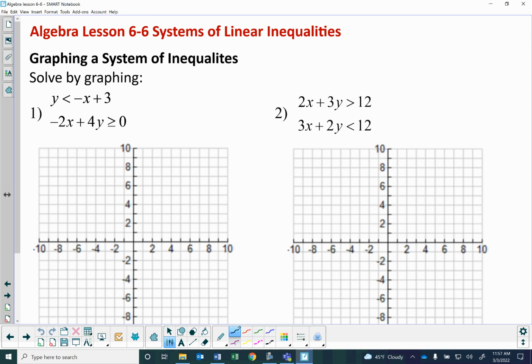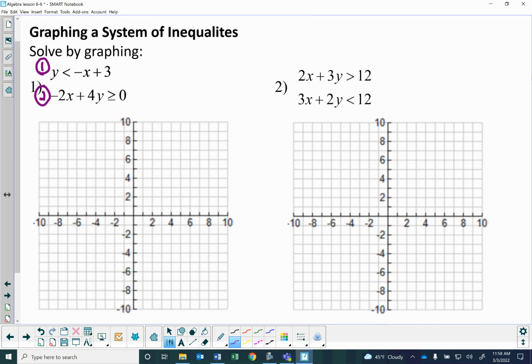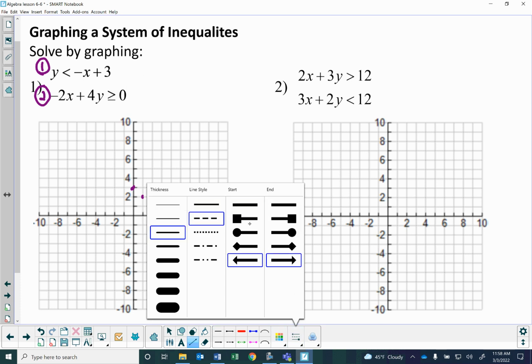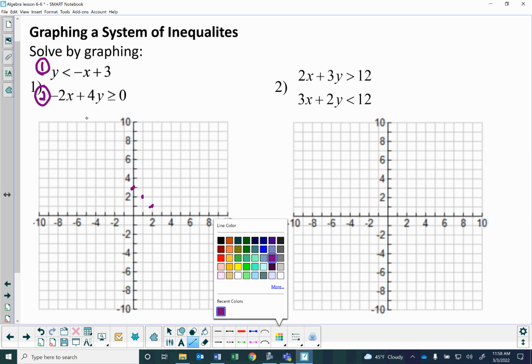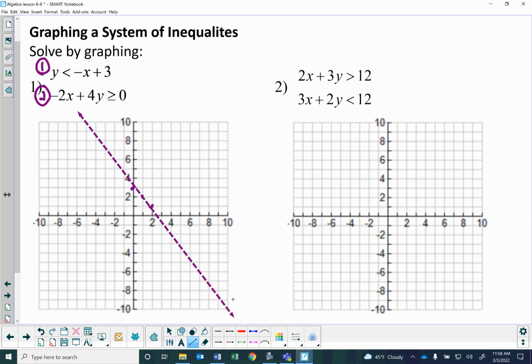In problem number 1, we have two inequalities. I will aptly number them 1 and 2. 1 is written in slope-intercept form, so it's very simple to graph. So if I graph inequality 1, y is less than negative x plus 3, my y-intercept is (0, 3), and my slope is down 1, right 1, so down 1, right 1, down 1, right 1. It happens to be a dashed line, so I'll be sure to make it a dashed line. And it looks something like this. Just tweak it just a little bit here.